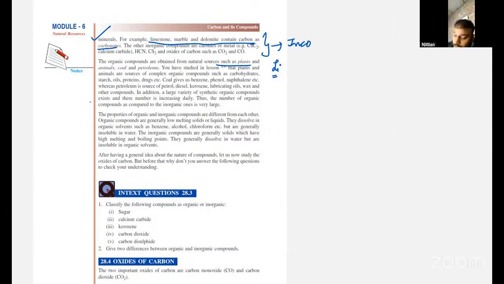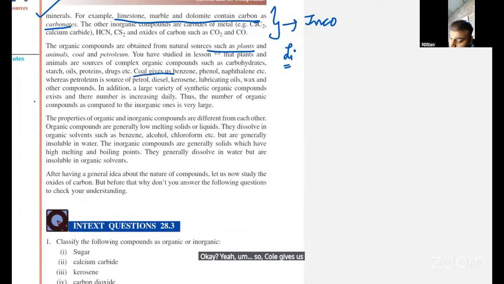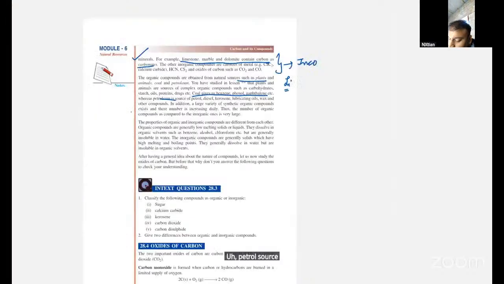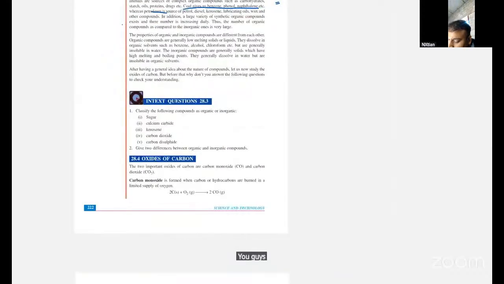Coal gives us benzene, phenol, naphthalene, and petrol sources. So these all are the differences between organic and inorganic compounds. You guys read it and then we'll do it.